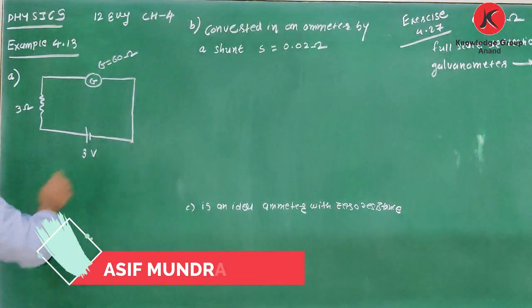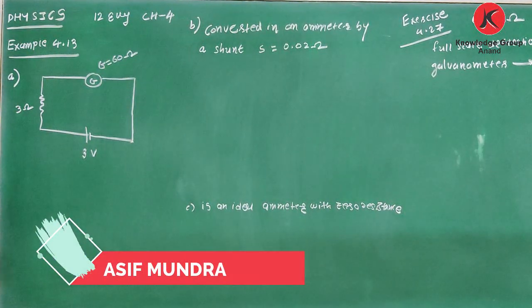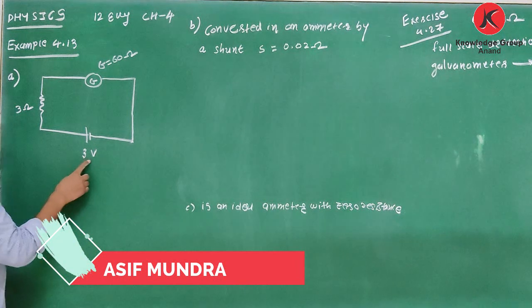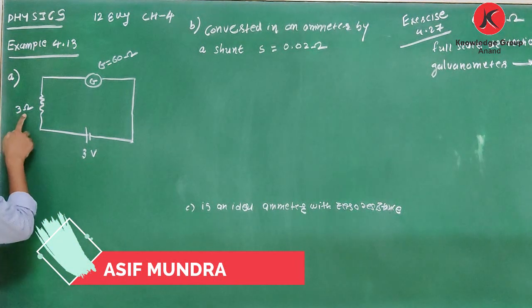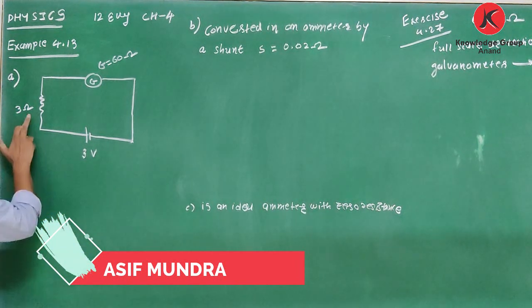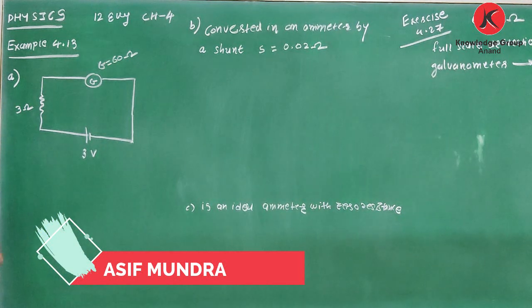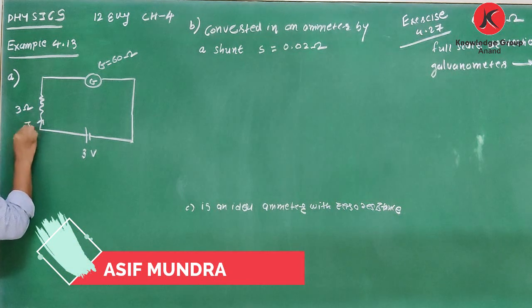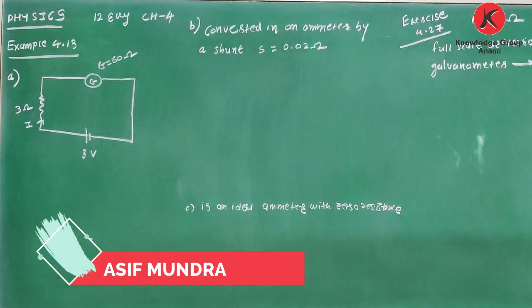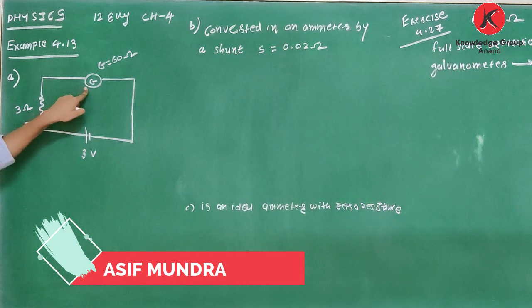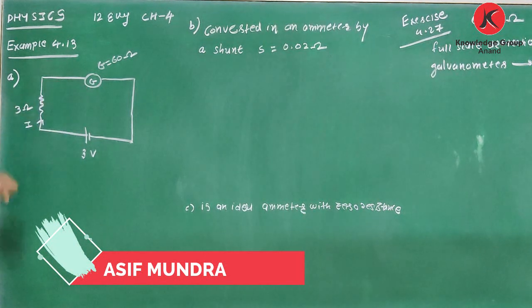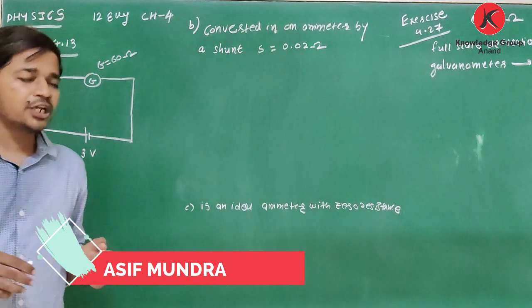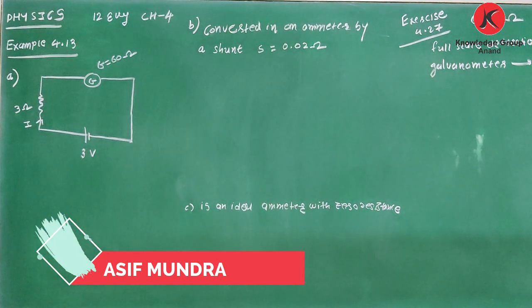See example 4.13. You are given a circuit: a cell of EMF 3 volt having internal resistance 0, an external resistance of 3 ohm, and a galvanometer is used to find the current flowing through this 3 ohm. So if we use only the galvanometer, then what is the current flowing in the circuit? First of all, to find the current, you have to find the equivalent resistance.